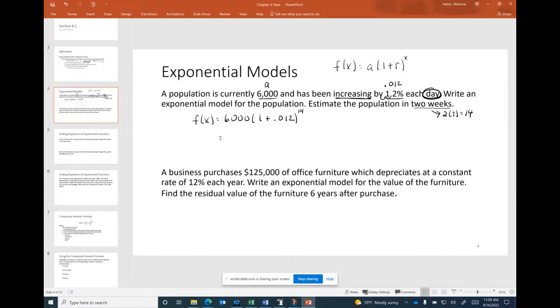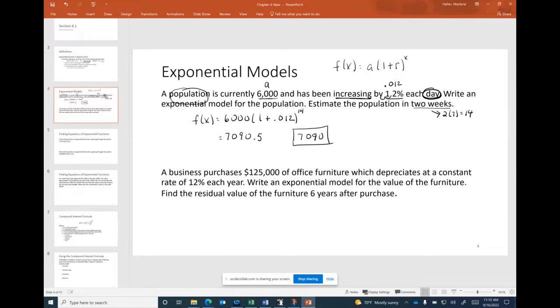Let me grab my calculator here. 6,000 times 1.012 raised to the 14th power. It's going to be 7,090. And you know, it is a decimal. It's going to say 0.5. However, the decimal wouldn't really make sense in context here, right? Because it's a population of something. So we need to round up or round down. I would say half of a population member doesn't count. So here I would round down, and I would say the population of 7,090.